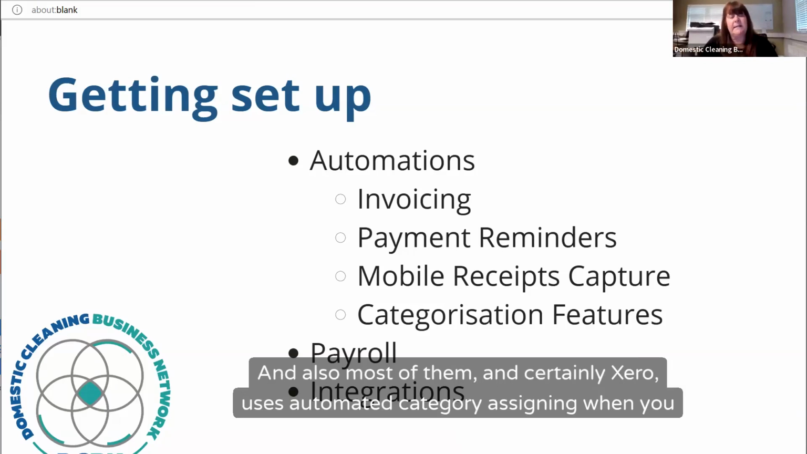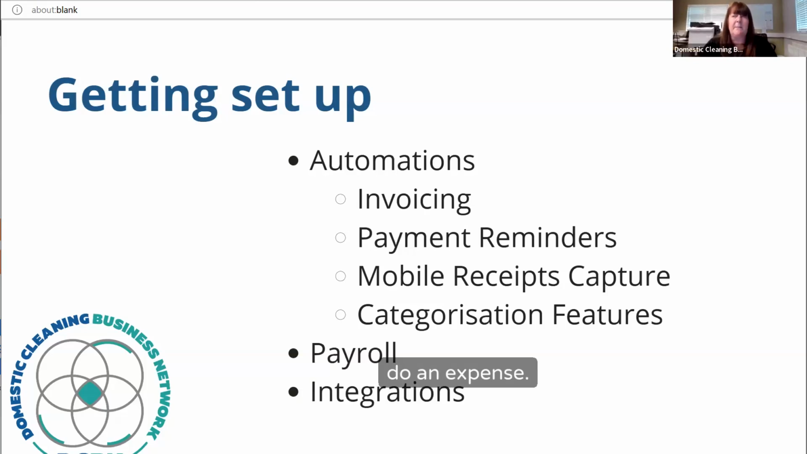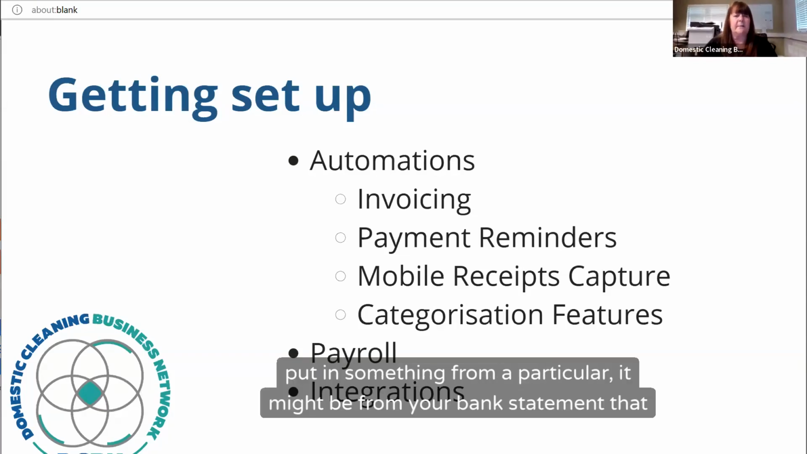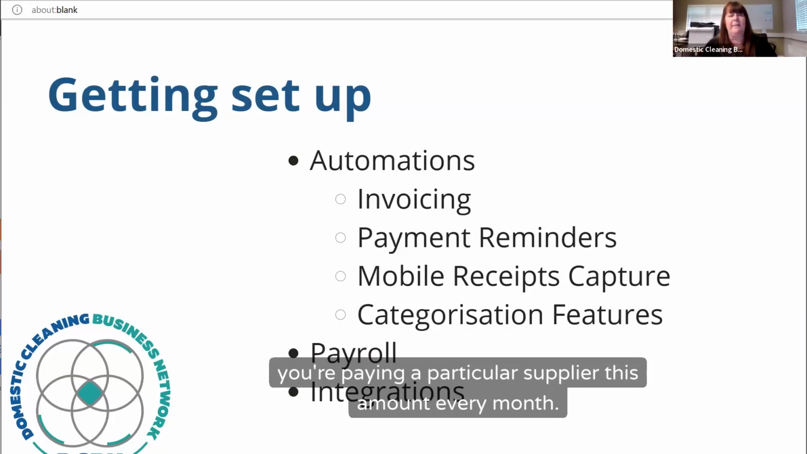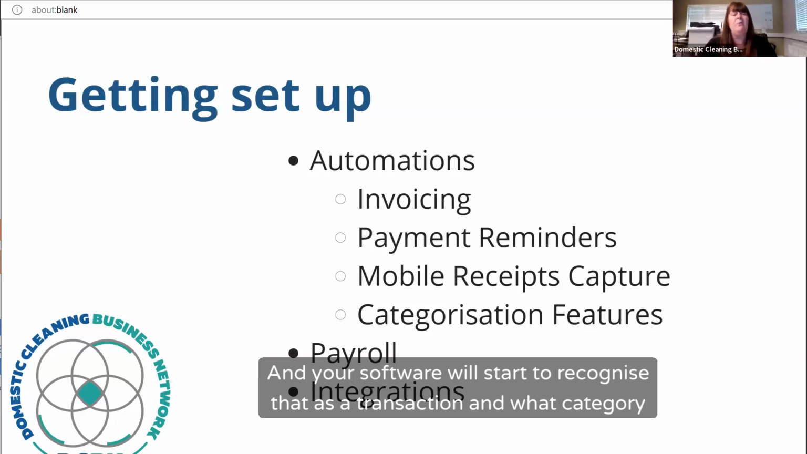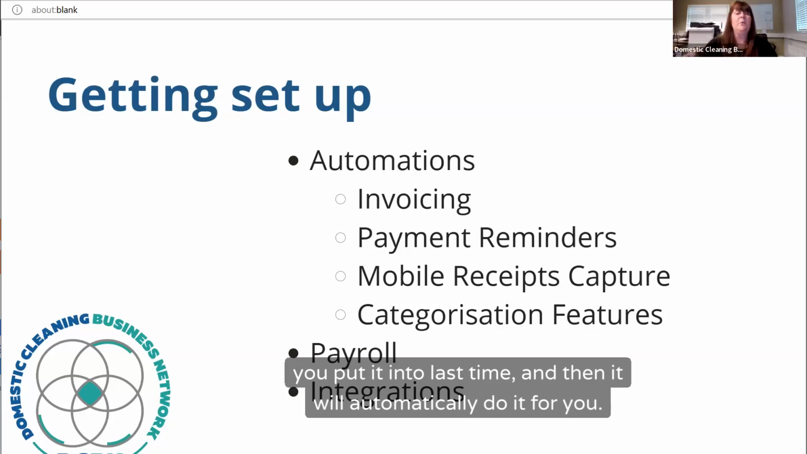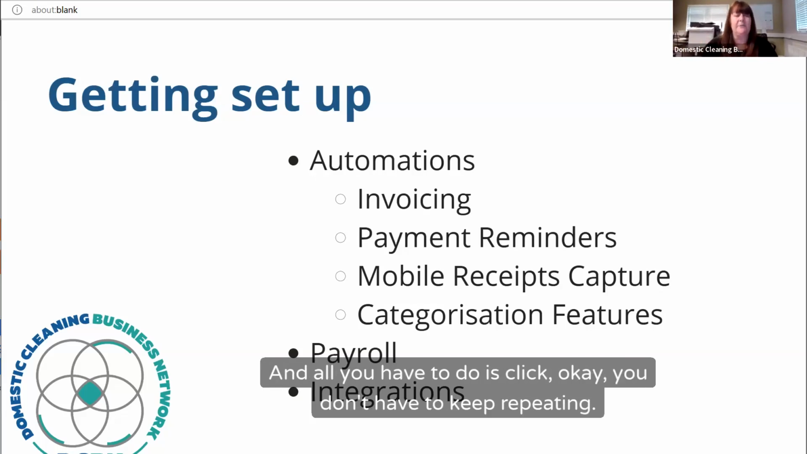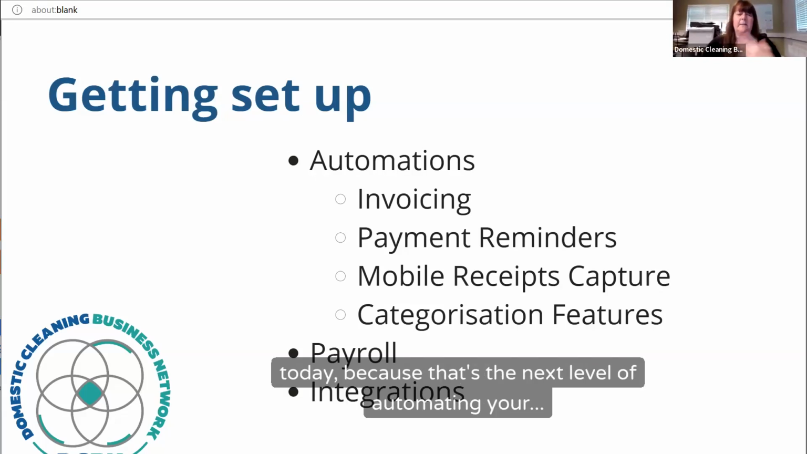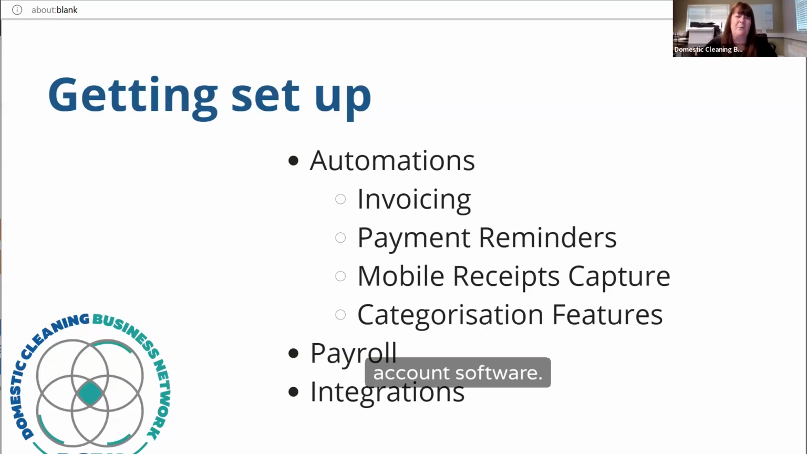And also most of them, and certainly Xero, use automated category assigning when you do an expense. So for instance, it learns from you. If you regularly put in something, it might be from your bank statement, that you're paying a particular supplier this amount every month, so it might be ZenMade, for instance, £140 a month, whatever you're paying, your software will start to recognize that as a transaction and what category you put it into last time. And then it will automatically do it for you. And all you have to do is click OK. You don't have to keep repeating. You can also set up lots of rules and things, but I'm not going to go into that today, because that's the next level of automating your accounting software.